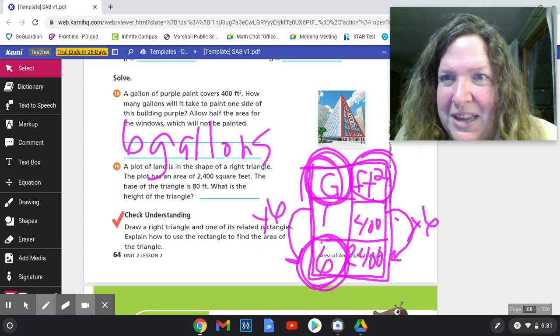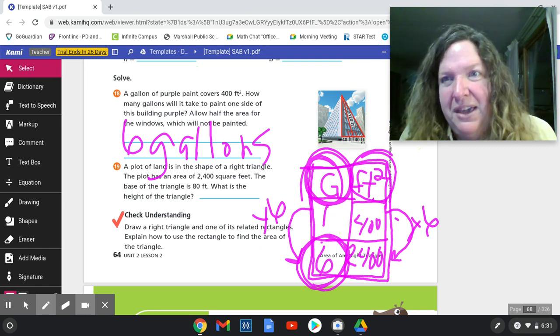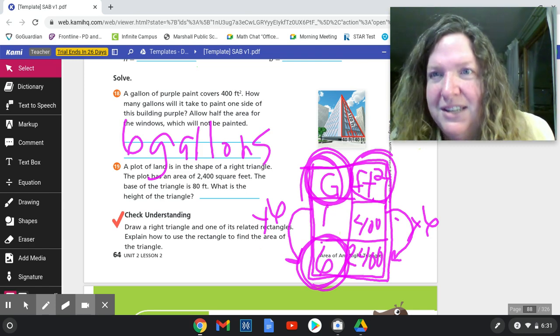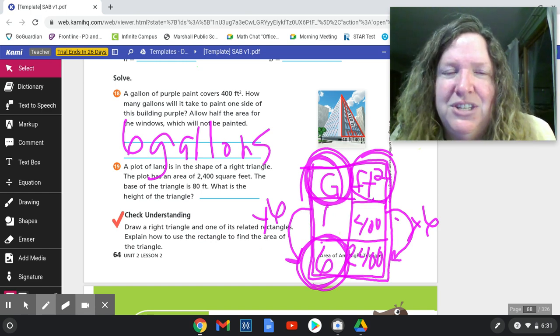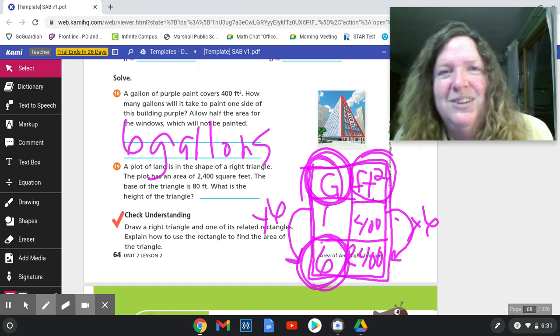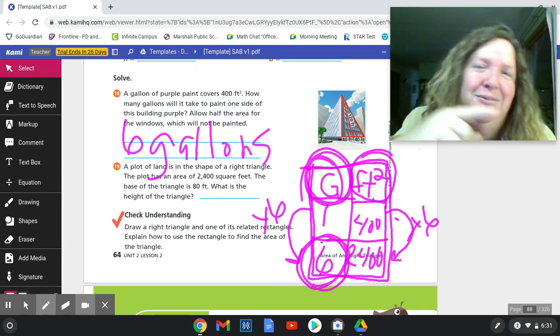The thing that made that tricky is we had to keep going back and going back and going back and rereading the problem to clarify our thinking about what we're trying to solve. That's a really important strategy. Go back and reread.